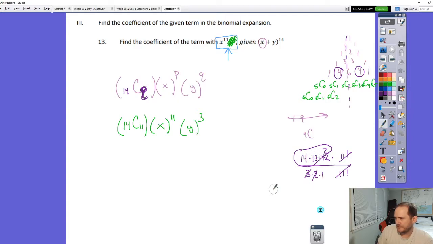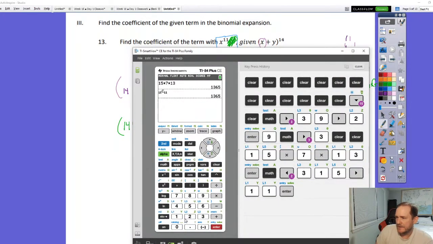But I don't know what all this adds up to. 14 times 26? I don't want to do that. I can use my calculator to do that at this point. 14 times 26. 364.